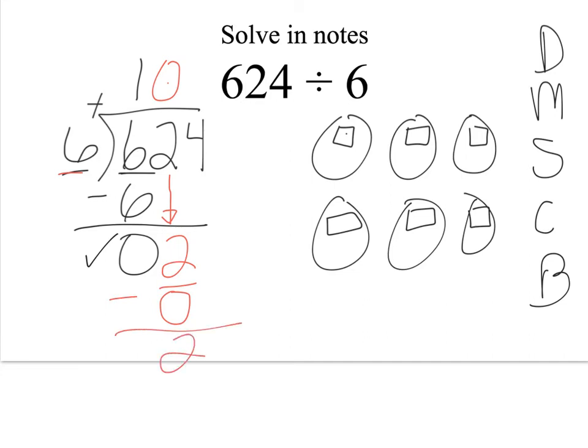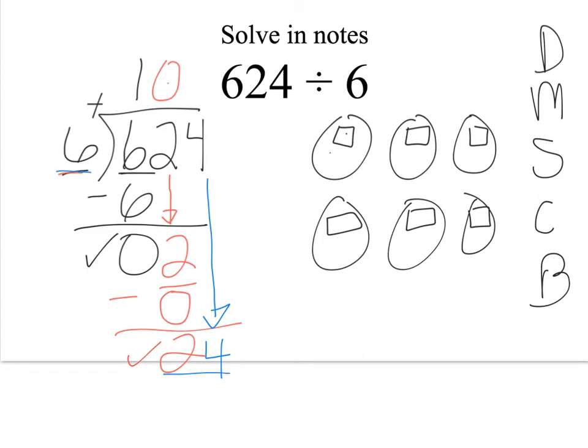Then need to check to make sure that what I subtracted, 2, is smaller than my divisor. It is. So now I can bring down the 4 ones that I have not divided out yet. So now I have the 4 ones that I brought down plus the 2 tens that I haven't divided out yet because I didn't have enough, which means I have 24 ones to divide between 6 groups.